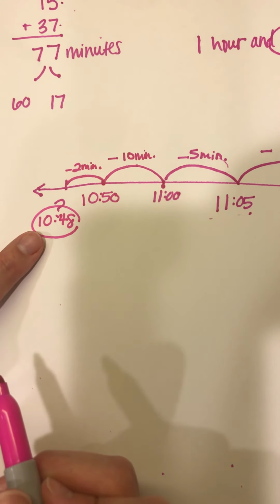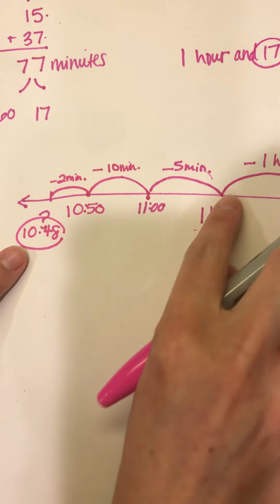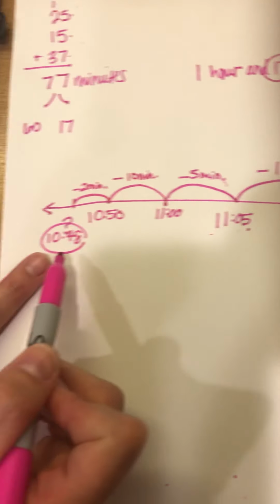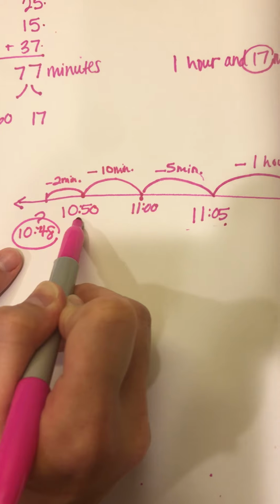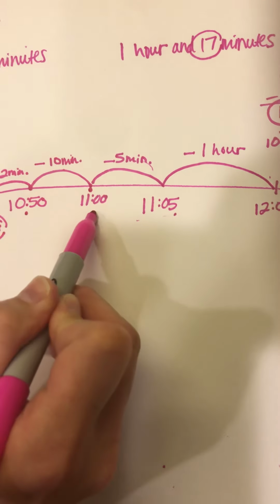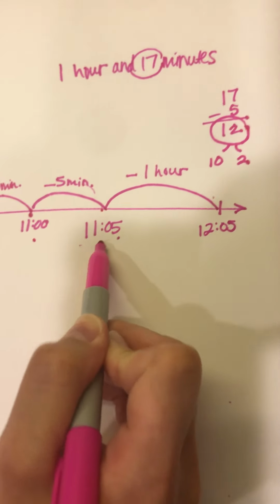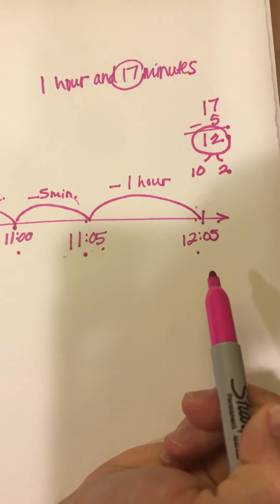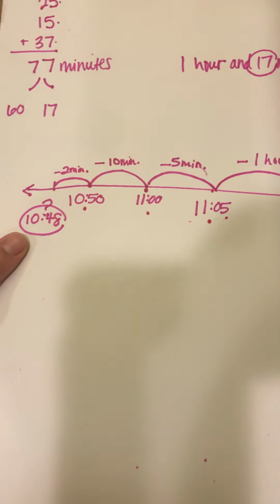Also, one more way that you can check to make sure you have everything correct is to work forwards and make sure it all adds up to 12:05. So starting from 10:48, if I add 2 minutes, that gets me to 10:50, plus 10 minutes, that's 11 o'clock, plus 5 minutes is 11:05, and adding another hour, that's 12:05. So it's just another way of checking your work to make sure you've done all of these subtracting correctly.